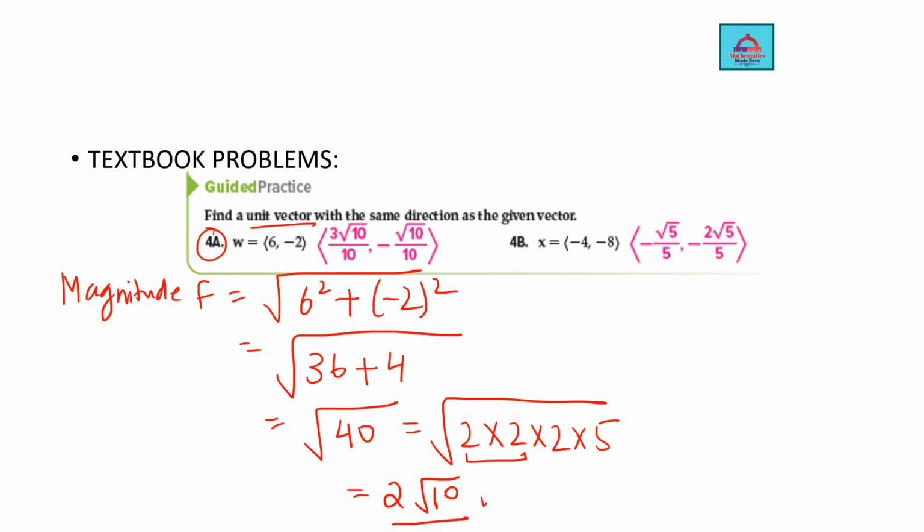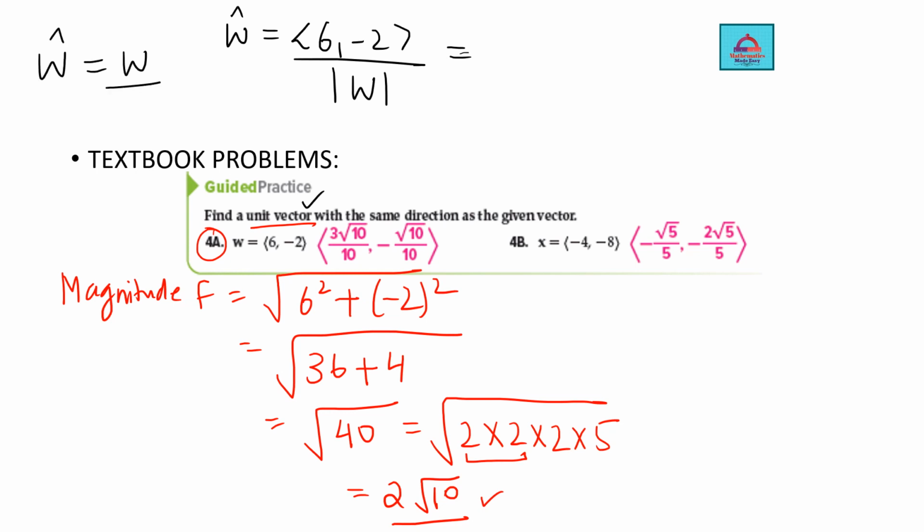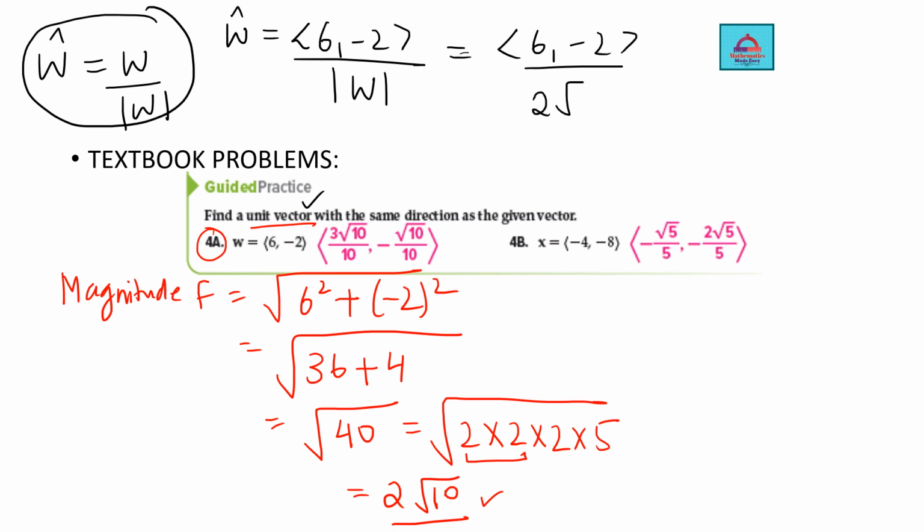Now once you have the magnitude, we need to write the unit vector. So the unit vector W would be the vector 6 comma minus 2 divided by its magnitude. That means the magnitude of W, right? So which formula are we using? I hope you can recall. Unit vector is the vector divided by its magnitude. This formula is the definition of unit vector. So 6 comma minus 2 would be divided by 2 root 10. Now this is 6 over this. Just do it individually on the x and y.